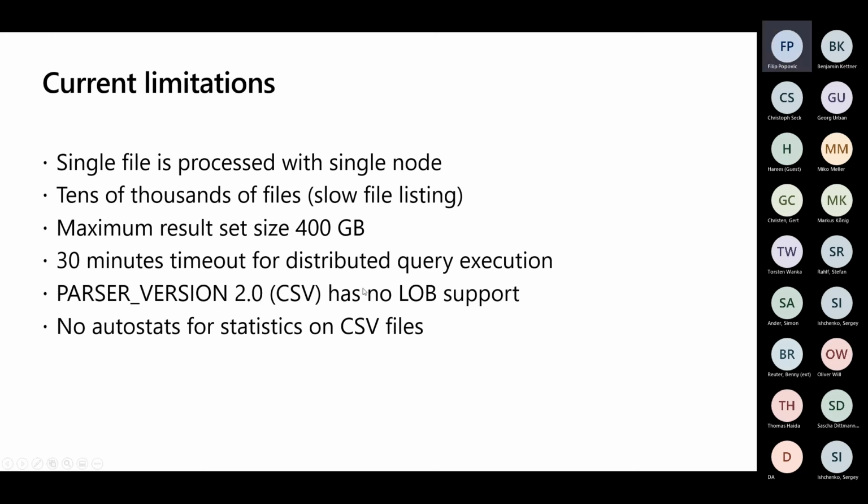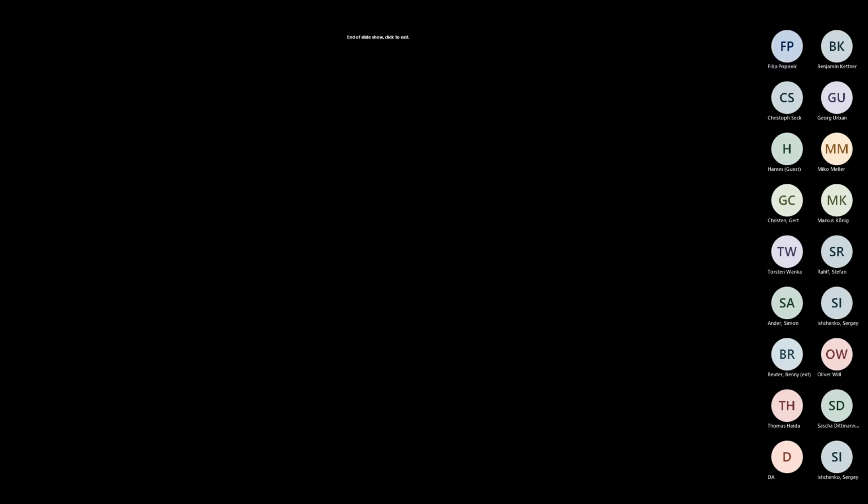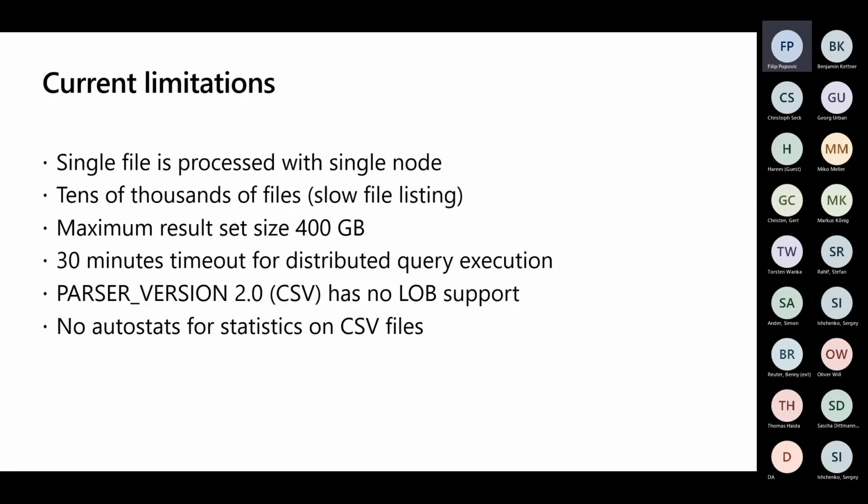We mentioned parser version 2.0 does not support LOBs, and there is no auto statistics for CSV files, so you have to create those manually. So yeah, that would be all from me.